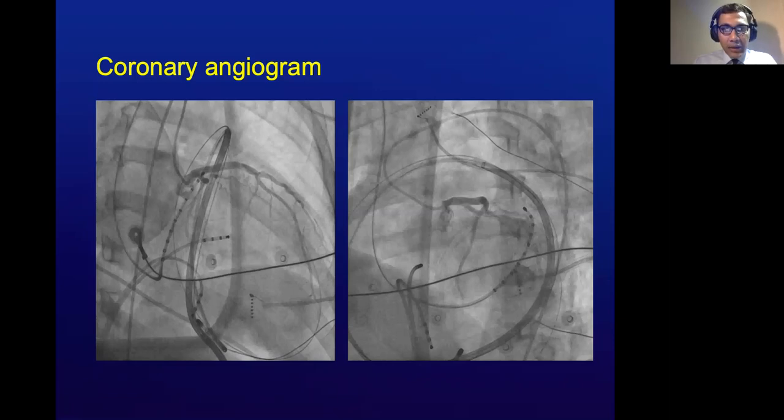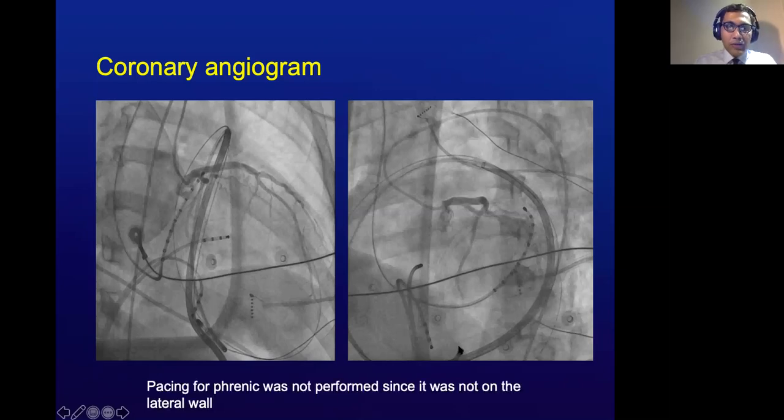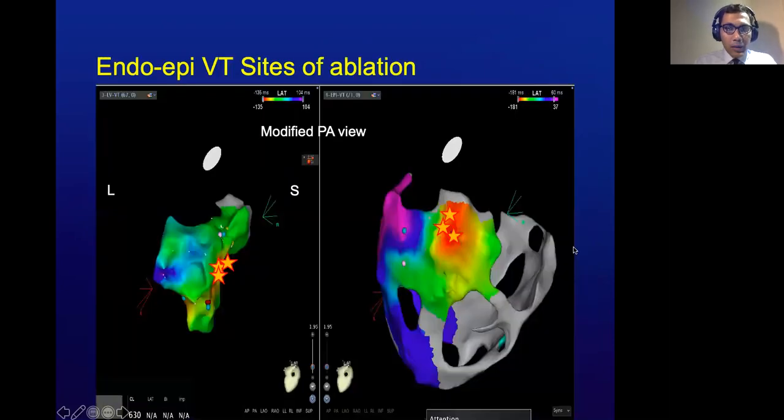Prior to ablation, we did a coronary angiogram and demonstrated that the proposed sites of ablation were far away from the coronaries. The tip of the catheter is noted here on the septum. Pacing for phrenic nerve was not performed since it was not on the lateral wall. The sites of ablation as compared to the endocardium versus the epicardium were as shown below. These sites were ablated sequentially and connected to the valves or to the basal part of the heart.